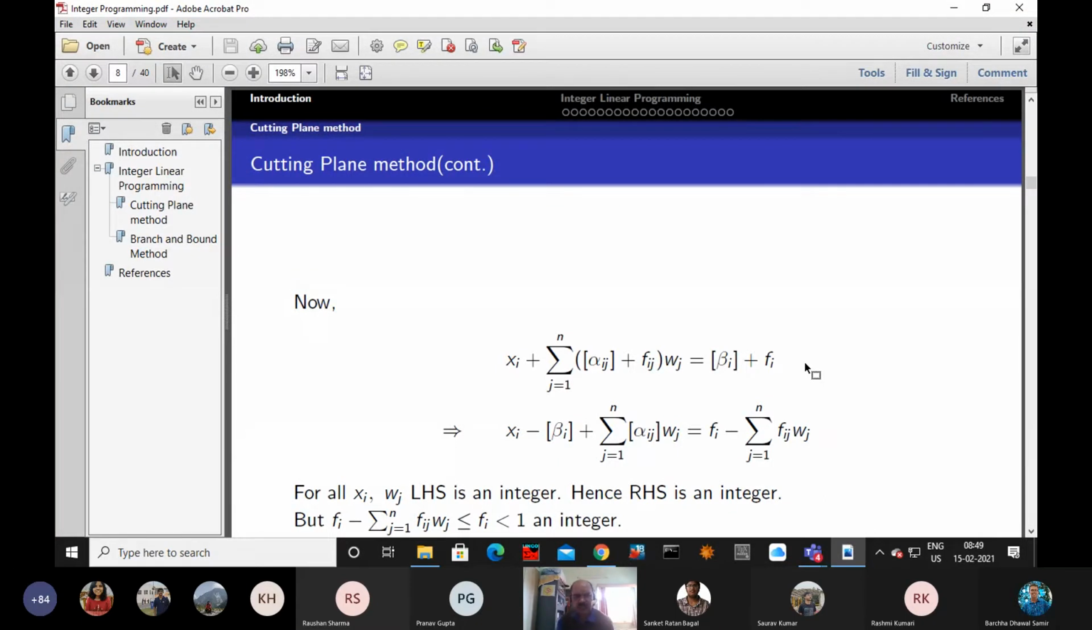Now all the integral parts you take to one side. So xi is an integer, and the beta i on the right we are bringing to the left. So summation over j varies from 1 to n of the integral part of alpha ij times wj, that is integral. First part is integral, second part is integral with a minus sign, third part is positive. So all three are integral.